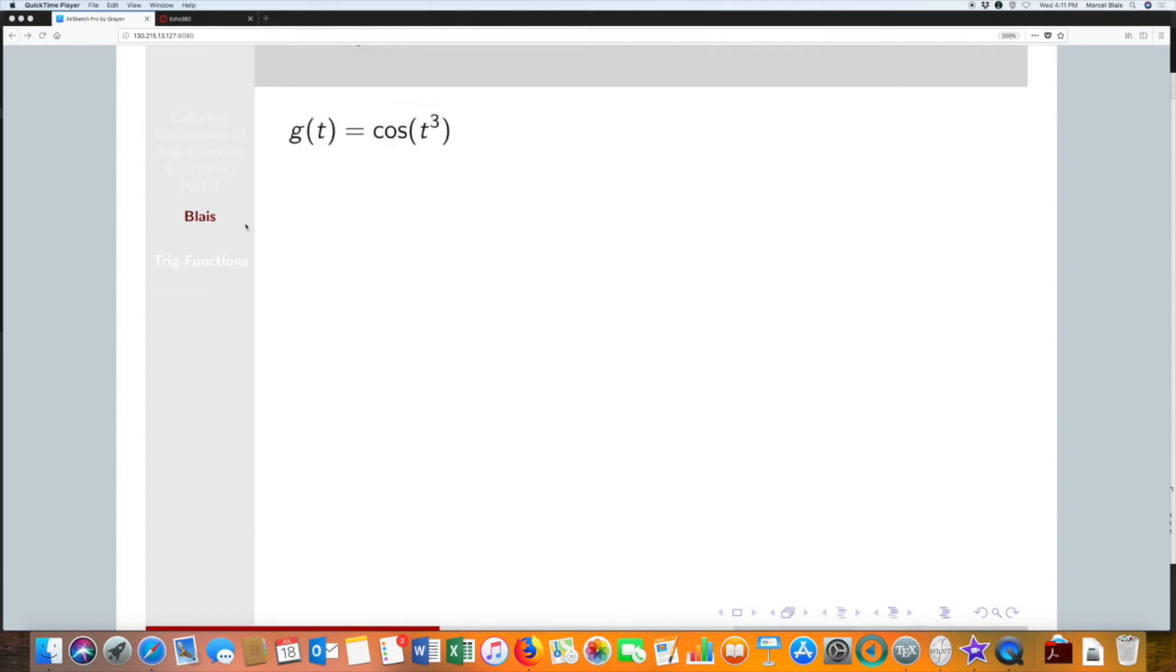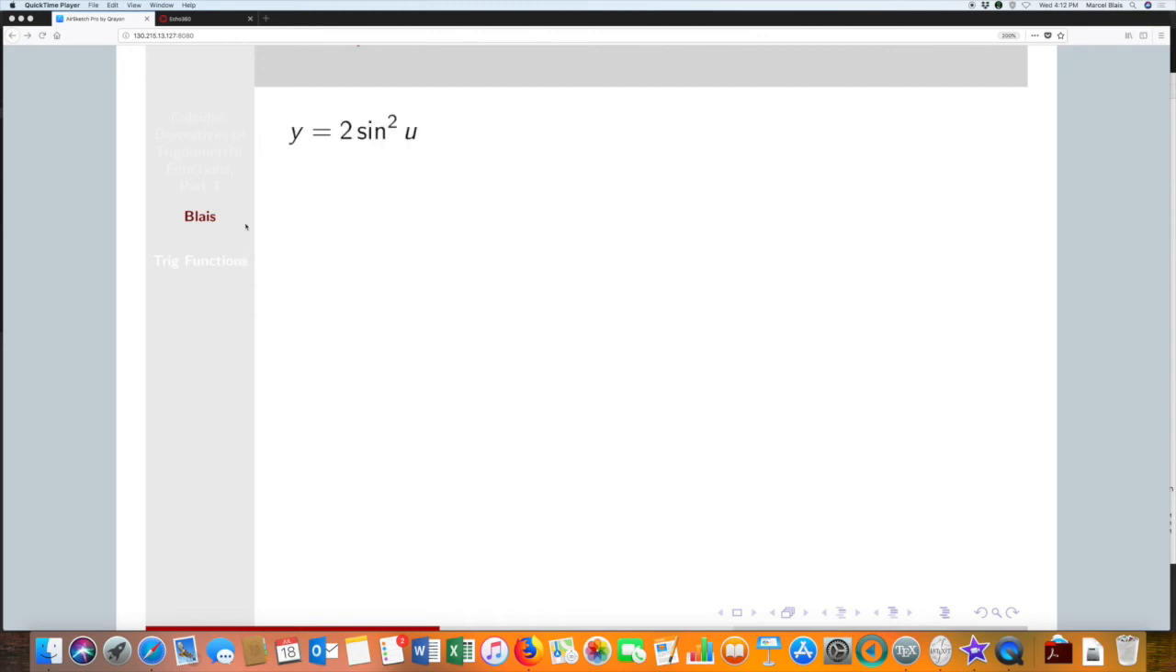How about another example? In this case, we would need the chain rule. So to get the derivative g prime of t, chain rule says take the derivative of the outer function. In this case, the outer function is cosine. So the derivative of the outer function, derivative of cosine, is negative sine. Leave the inner function alone, times the derivative of the inner function. So we see a fairly simple example here where we're using the chain rule.